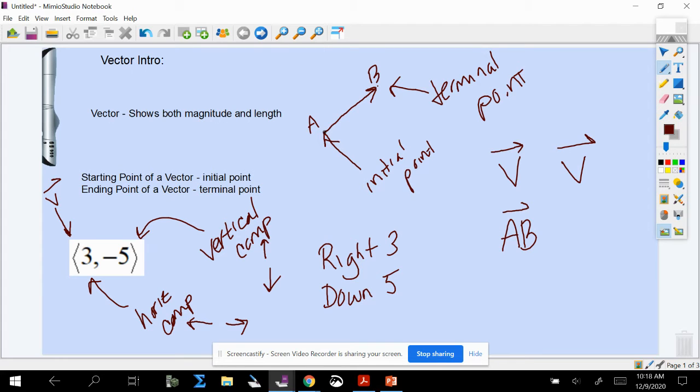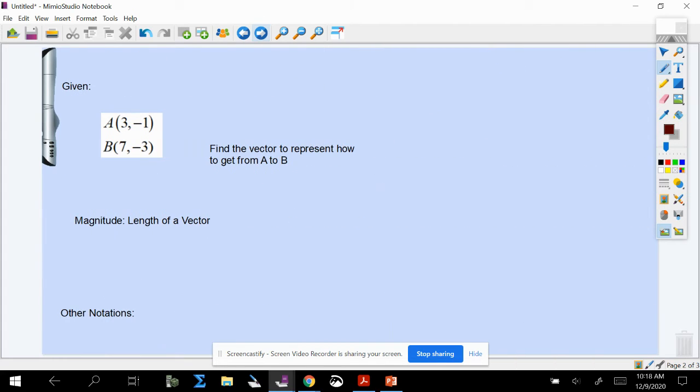Now, one of the few non-calculus things that sometimes you are asked on an AP test, and I usually put one of these on one of my quizzes because they're easy and it's kind of getting yourself settled, is they can give you 2 points and then they can ask you to write the vector that represents how we get from one point to the other.